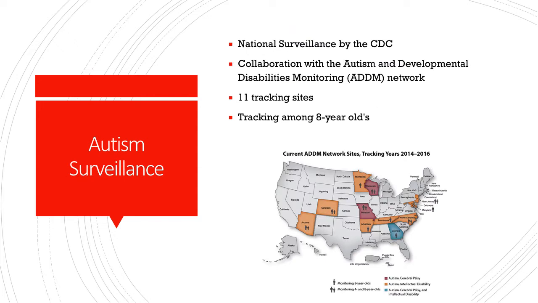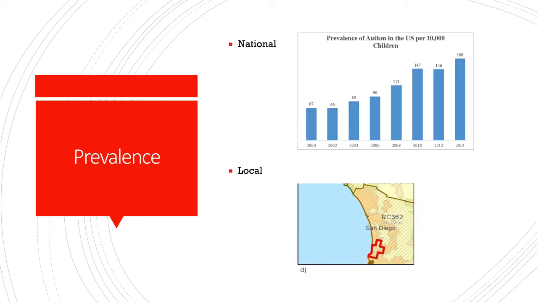Prevalence of autism in the United States is tracked by the Centers for Disease Control and Prevention in collaboration with the Autism and Developmental Disabilities Monitoring Network. For national estimates, surveillance data collection is conducted among 8-year-old children in 11 nationally representative tracking sites across the country. At the national level, prevalence is 168 per 10,000 individuals. You may also see numbers such as 1 in 59 children have autism, which is the same rate but expressed differently.